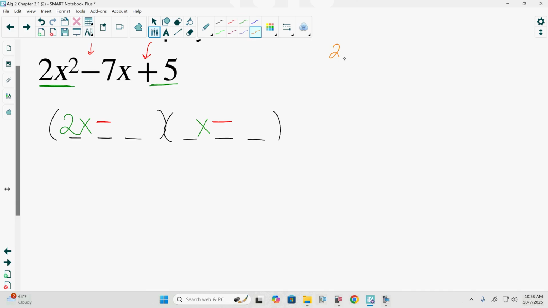Now, if it does help to write 2x squared as x times 2x, and write those factors out, do that. If it doesn't, you don't have to. You can also look at the factors of 5, and the factors of 5 are 1 and 5. And that's it. And again, if it helps to write out the factors, even if we only have one, you want to write them out.